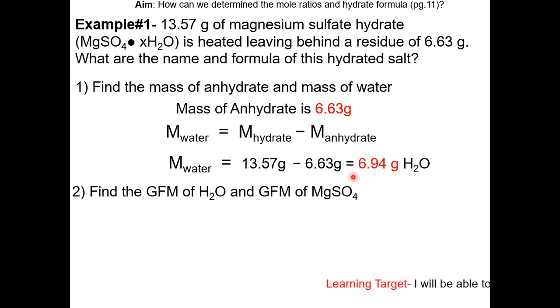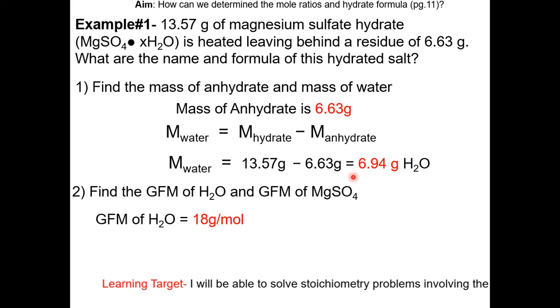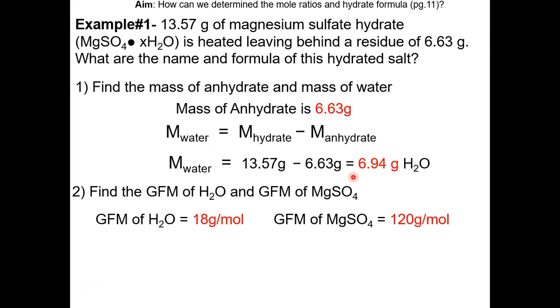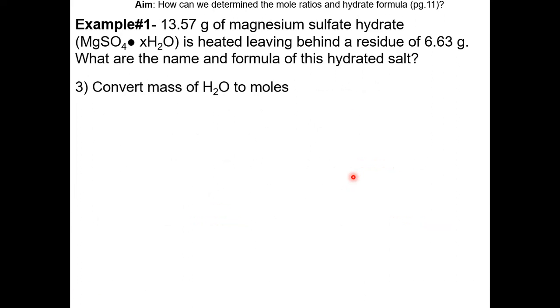The next step is to find the GFM of H2O and magnesium sulfate. To do that, you have to use the periodic table. The GFM of H2O is 18 grams per mole. The GFM of MgSO4 is 120. The next step is to convert everything to moles. Why do we convert to moles? Because the chemical formula of the hydrate is a mole ratio between the ionic compound and the amount of water.